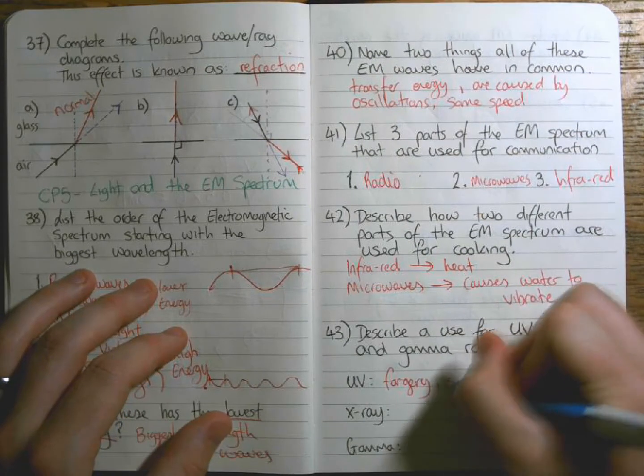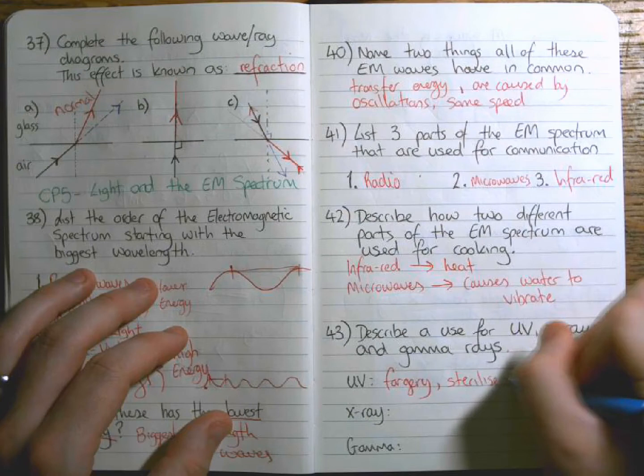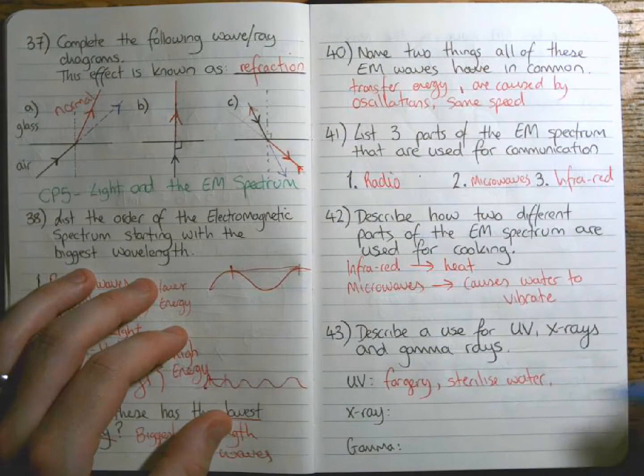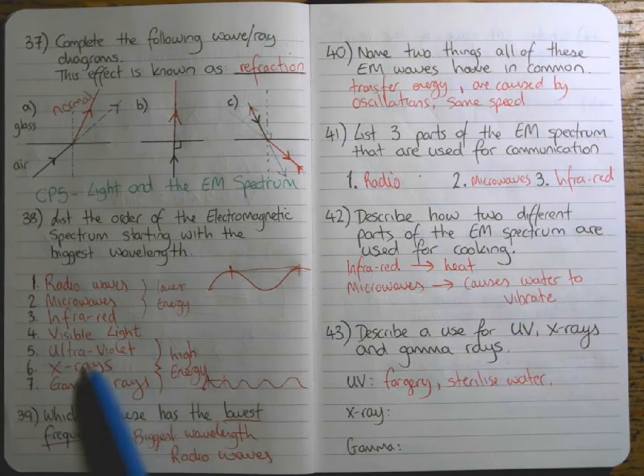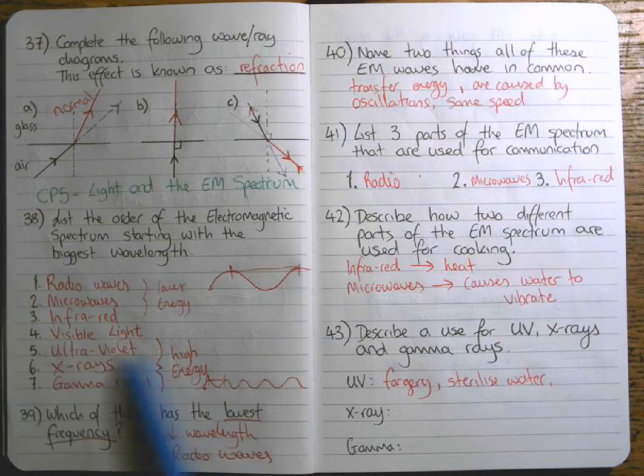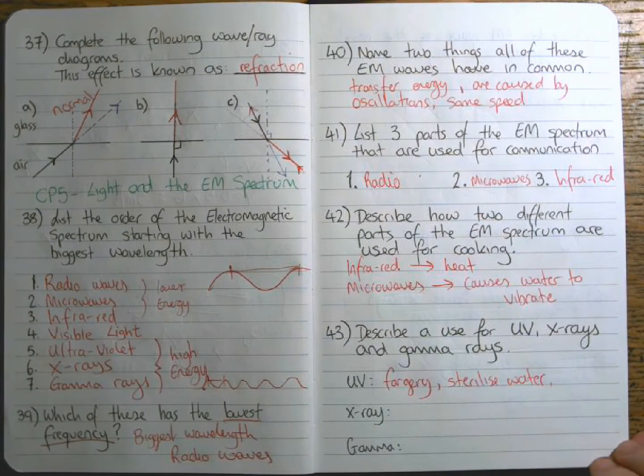It can also be used to sterilize water, and that's because UV has quite a high energy, and it can kill bacteria, so strong ultraviolet light can actually be used to sterilize things.